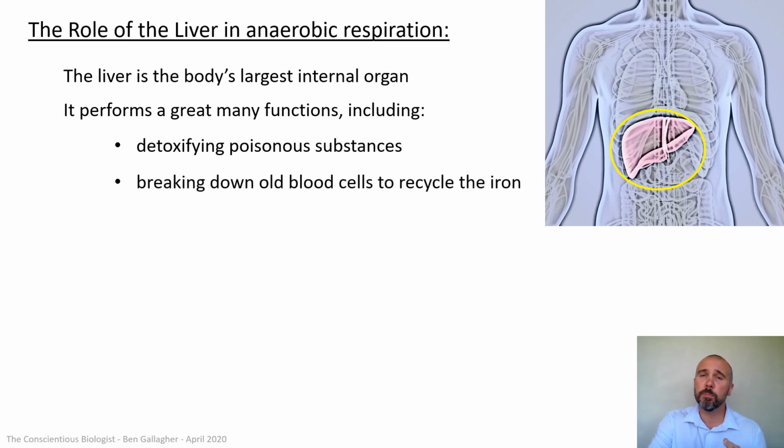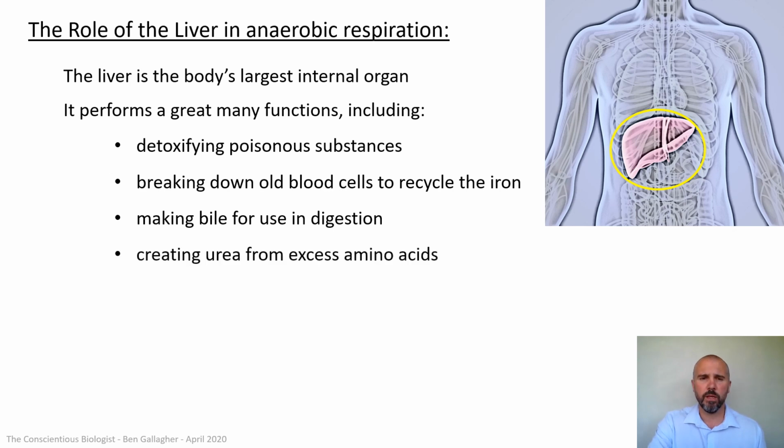It breaks down old blood cells to recycle the iron that's in the hemoglobin. So your red blood cells, once they get old and worn out, will go to your liver, which will break them down, but it will keep hold of the iron because that iron can be reused. Your liver makes bile for use in digestion. If you think back to your digestive system unit, you know that bile emulsifies fats. It also neutralizes stomach acid. Well, that bile is made by the liver.